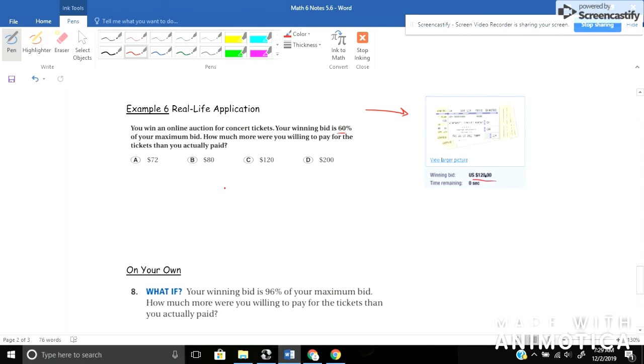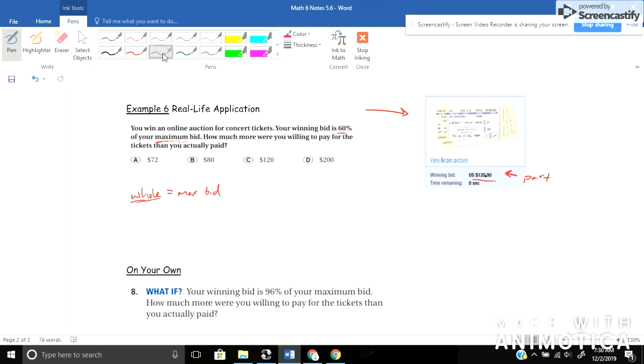Well, your maximum bid, we don't know, right? It says your winning bid is 60% of your maximum. So we don't know what your maximum bid is. That represents the whole, or how much money you had total. So the whole is equal to your max bid. Your winning bid represents your part, because that is only 60% of your max bid. So in other words, to find the maximum bid, we need to find the whole. And remember, to find the whole, the trick was that you just need to take the part divided by the percent.